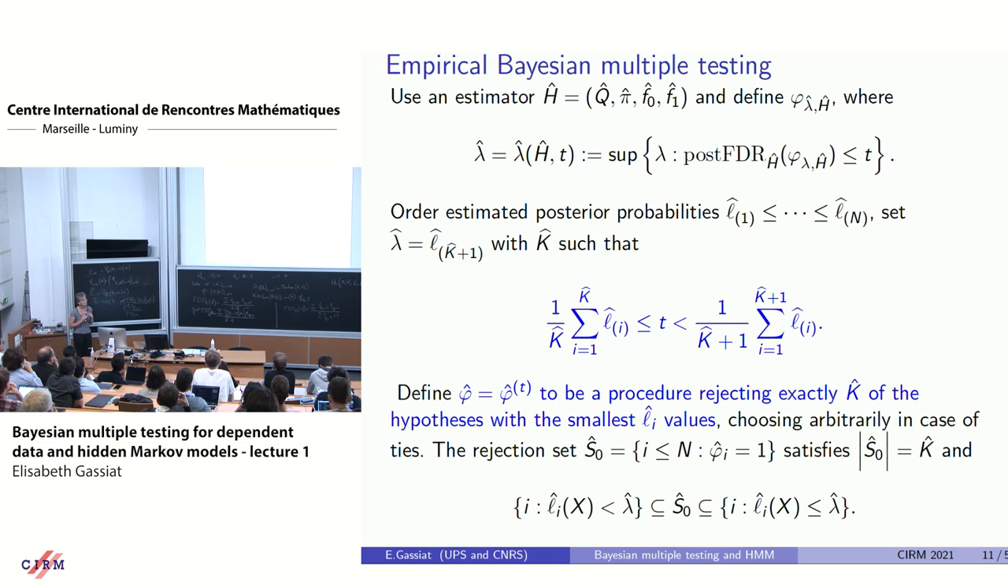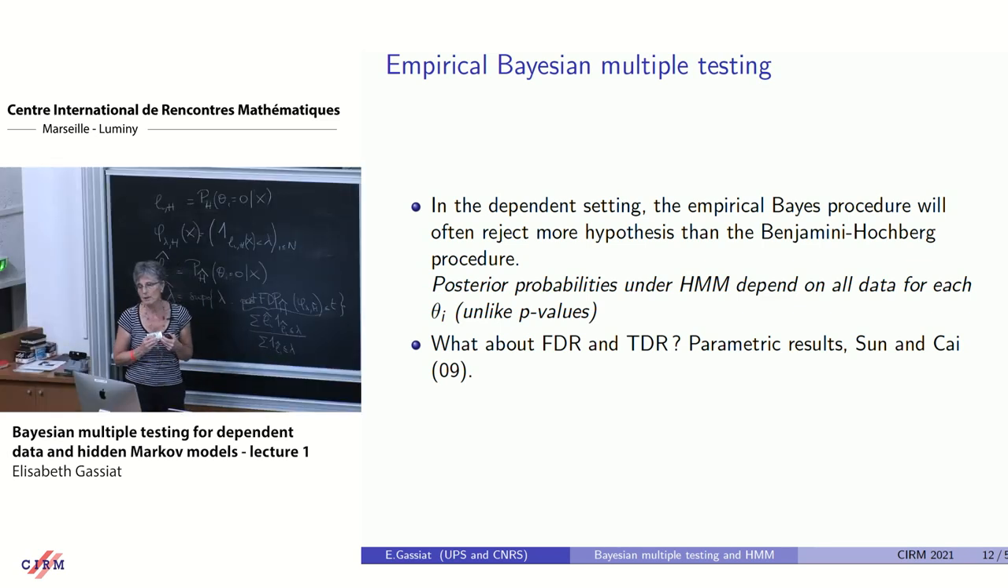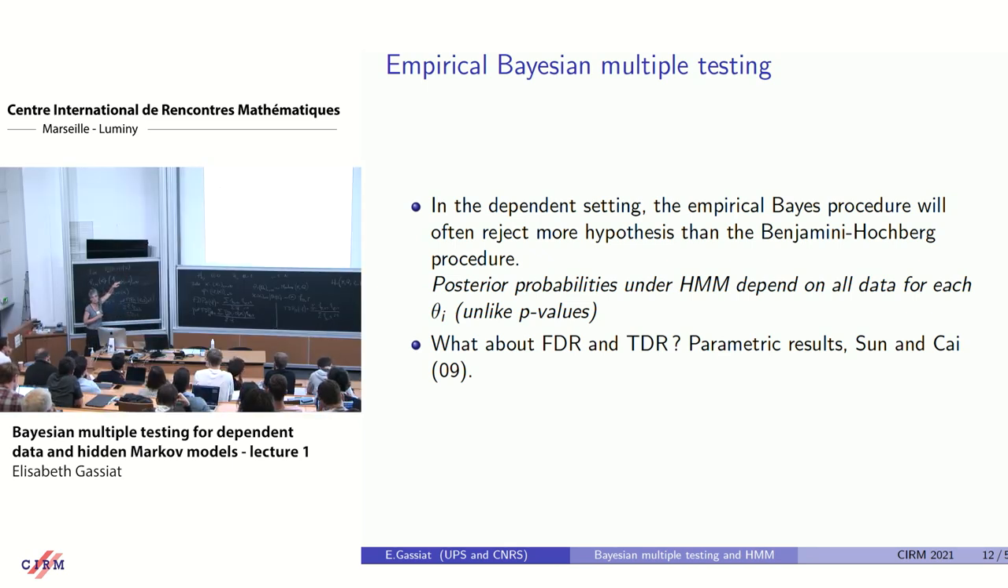Then you have set your empirical Bayes procedure that can be used for any multiple testing. Again, it can be used for any multiple testing situation in which you put a prior on your hidden structure. So the hope here is that when you're in a dependence setting, this empirical Bayes procedure will often reject more hypotheses than the Benjamini-Hochberg procedure. Indeed, when you compute your posterior probabilities, what I said earlier is that here you depend on the whole data, because you put a model such that there is some dependence between the theta i's, so that given data, there is still dependence.